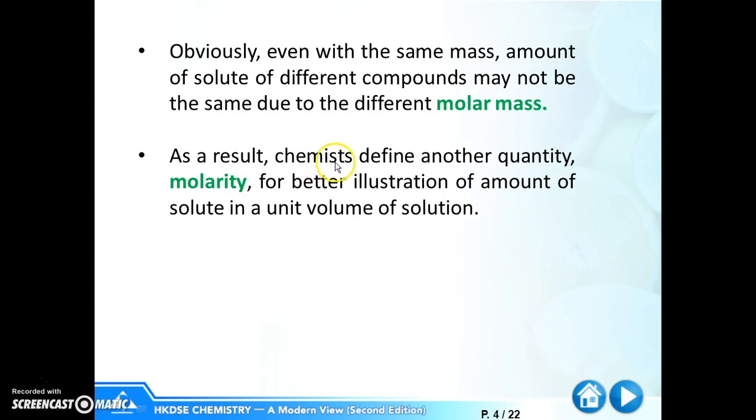As a result, chemists need another quantity called molarity for a better illustration of the amount of solute in a unit volume of solution. That is, even if we have the same mass, the dissolved solutes will have different numbers of moles of particles.